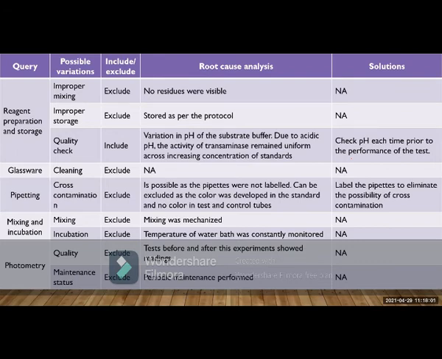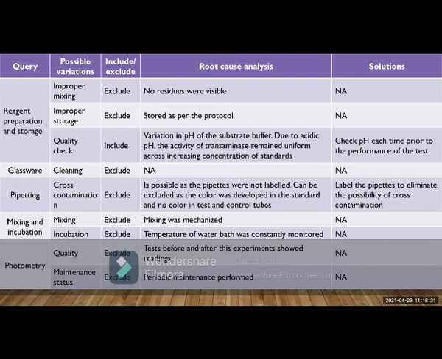Okay, so factor number 2 was glassware. Cleaning, we are excluding it. The reason I've given in A: proper cleaning is done, and nobody during the performance of the test raised any issues with the quality of the tubes. It was clear. So let's go into pipetting. Was cross contamination done? We are excluding it.